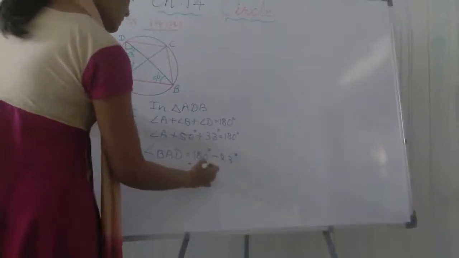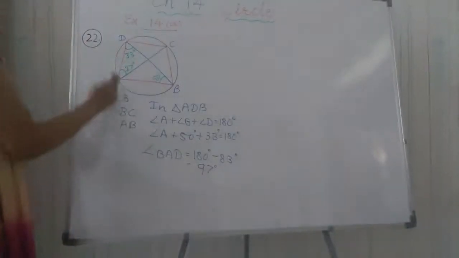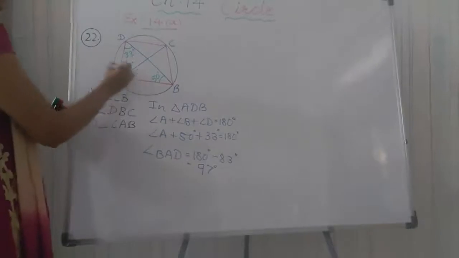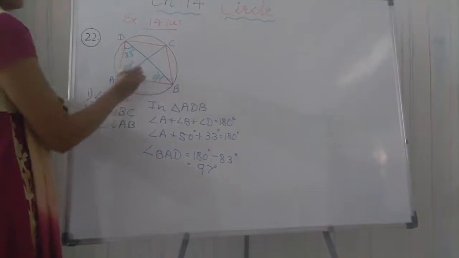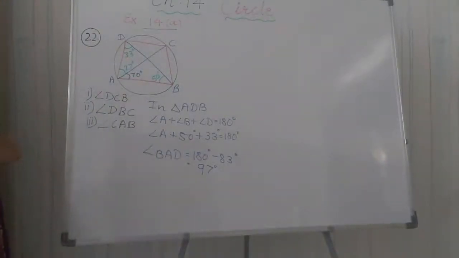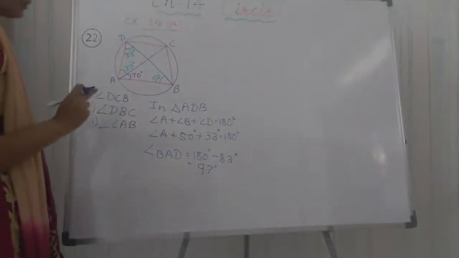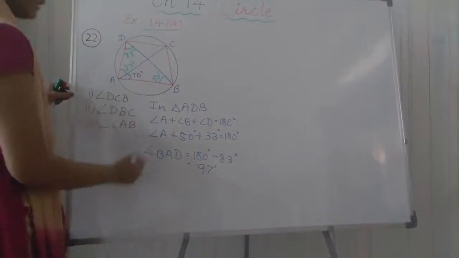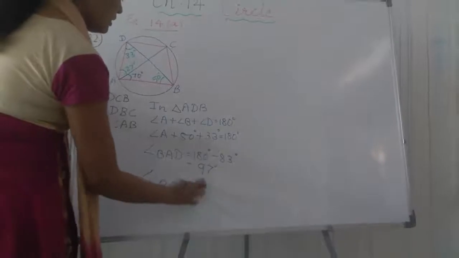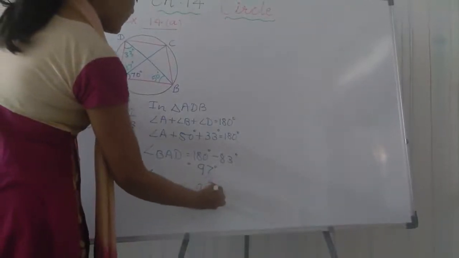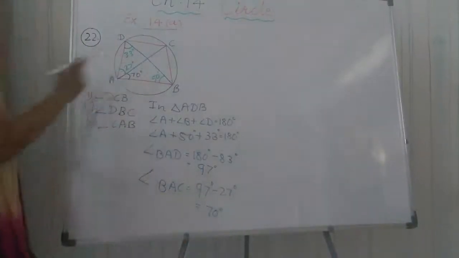So 97 degree BAD. But here already 27 is there. So how much could this be? This could be 70 degree. Right? So 70 plus 27 becomes 97 degree. So I have written here one more angle, 70 degree. Now students, after this I am writing here angle BAC is equal to 97 minus 27 is equal to 70 degree. Okay, which we have written here.